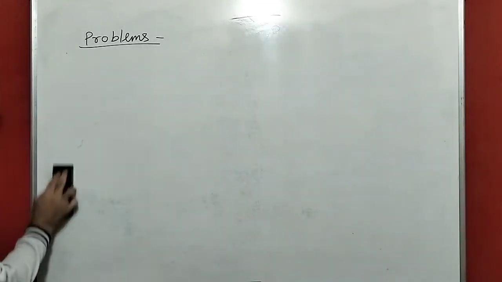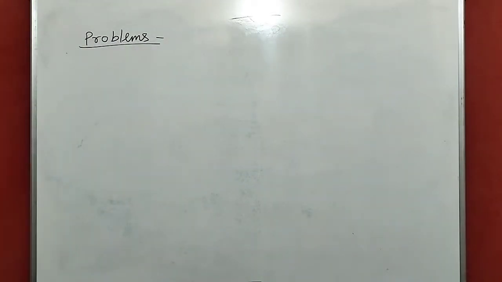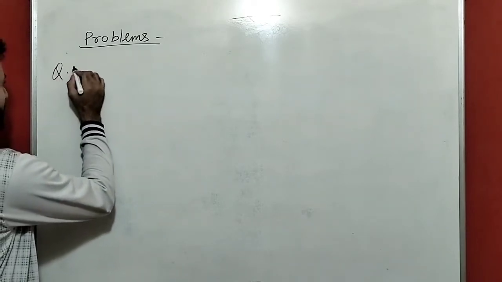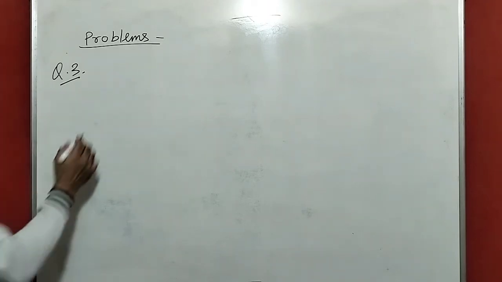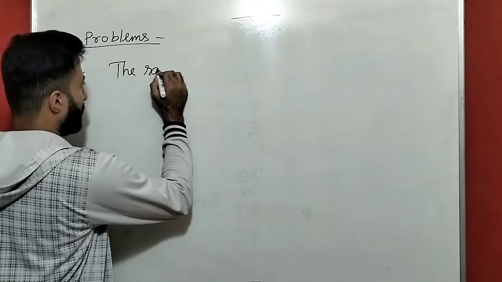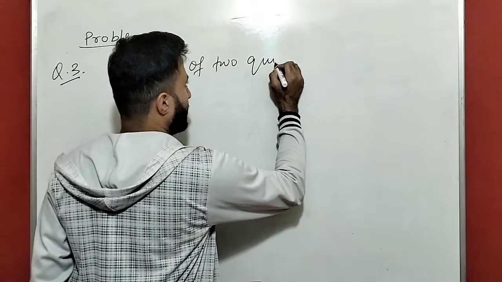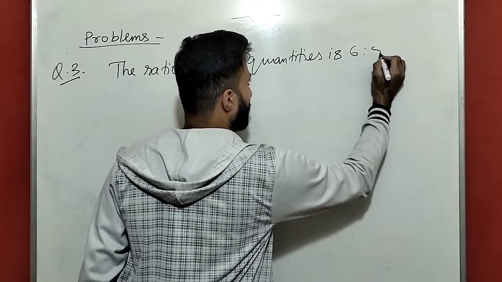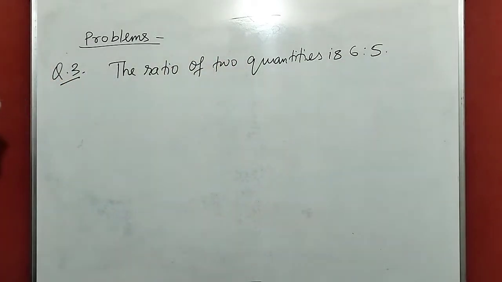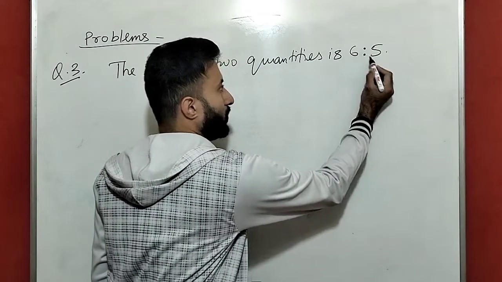Okay, fine. Now we will move on to the next question. Question number 3: the ratio of two quantities is 6:5. So the ratio of two quantities is given, 6:5.